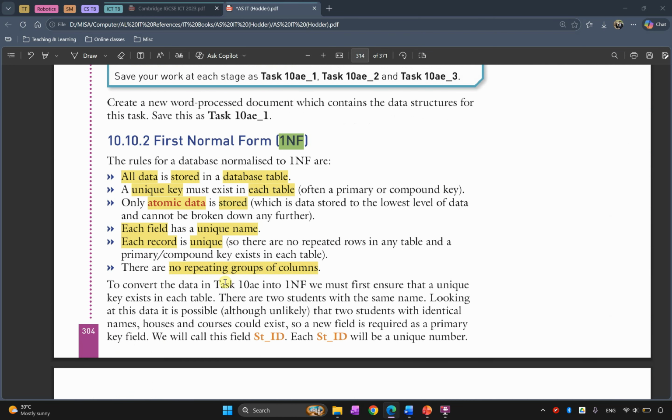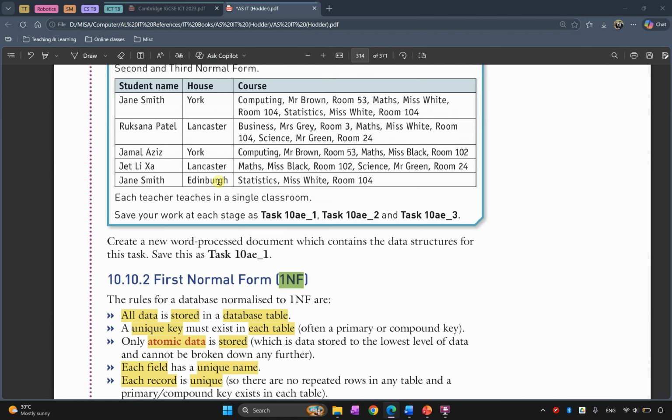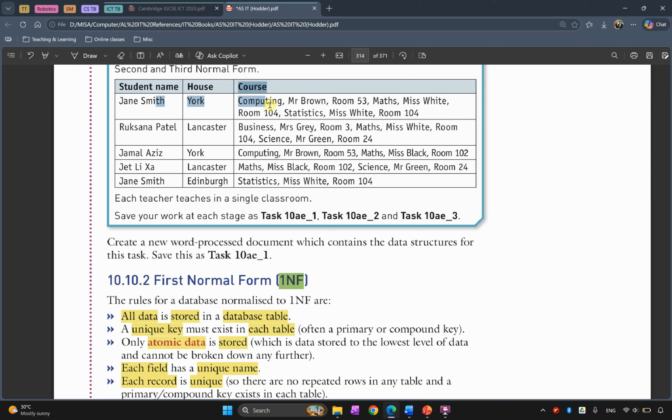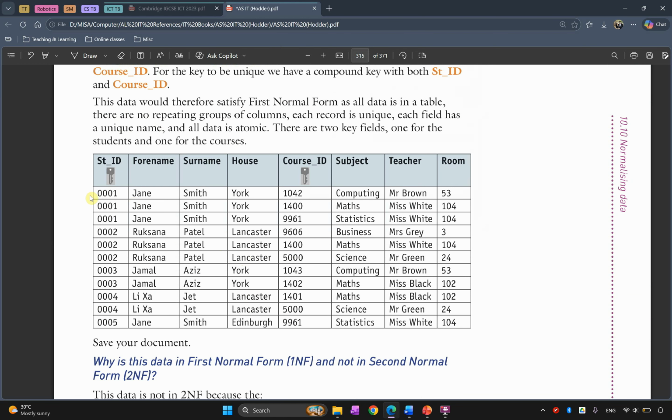And each record becomes unique now. Maybe here we didn't have any repeated records, but here it's very obvious. For example, let's have a look at the first student, Jane Smith. You may think these two records are repeated, but if you look further, you're going to find that this subject is different. In the second record, the subject is maths, with a different teacher and a different room.